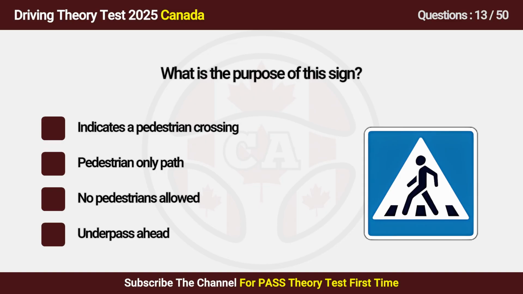A. Pedestrian crossing. B. Pedestrian only path. C. No pedestrians allowed. D. Underpass ahead.